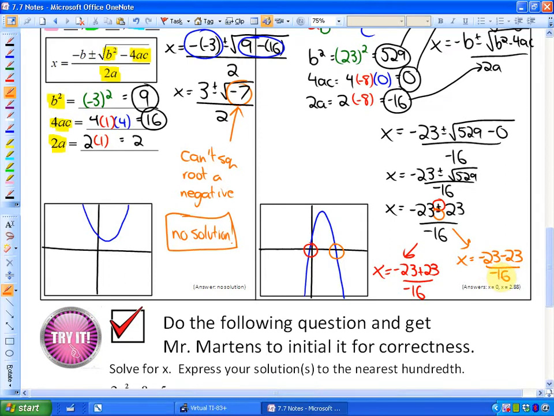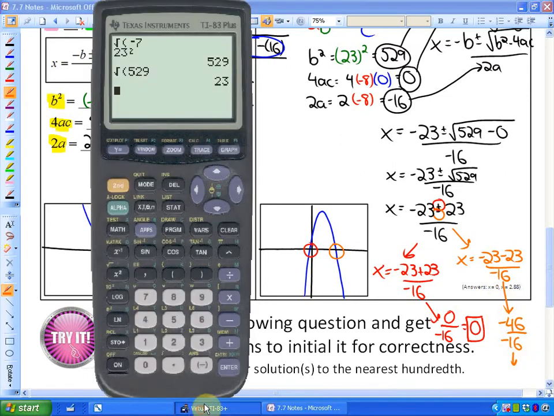If you look at the numerator of the red case, negative 23 plus 23 is 0, and 0 divided by negative 16 is 0. That's one of our solutions. And our other solution, if you look at the orange numerator, would be negative 46 over negative 16. On my calculator, if I do negative 46 divided by negative 16, I get 2.88.